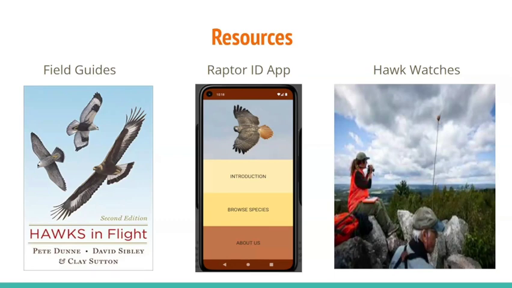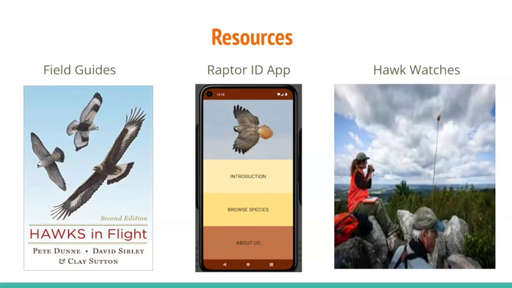Another really great resource is the Crossley ID guide. That is a really fun guide, but also it's almost like a game. Each page has a different quiz, and again, similar to Hawks in Flight, it has images in all different lighting positions. It's a really great way to quiz yourself and get to know just how one species can look very different in all these different conditions.